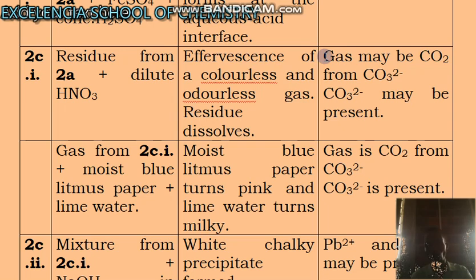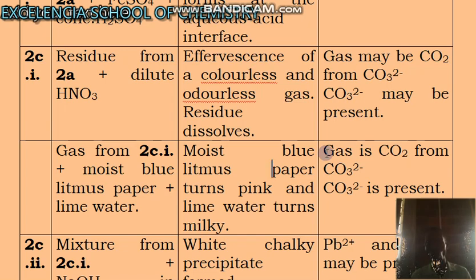Now, of course, you have to identify every gas you see. So, gas from 2Ci plus moist blue litmus paper and lime water. You see that the litmus paper will turn pink, because carbon(IV) oxide is a weak acid anhydride, and it will turn lime water milky. At this point, you have to state categorically. Don't say that carbon(IV) oxide is present. No. Say gas is carbon(IV) oxide, therefore CO3²⁻ is present. You state emphatically that CO3²⁻ is present.